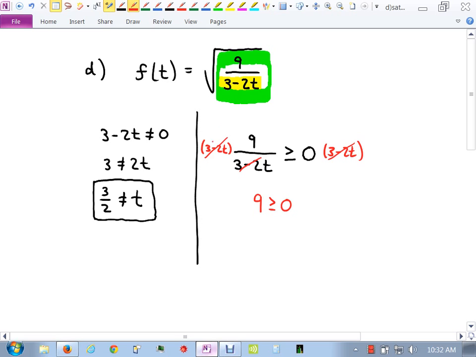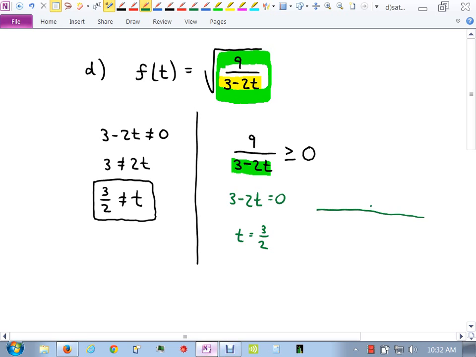So what you do to solve something like this is as follows. You take the denominator and you set it equal to 0. All right? And we already did that on the problem to the left, right? We set that equal to 0. Well, not equal to 0. We already know this is going to give us t equals 3 halves, right? Then what we do is we just plot that 3 halves on a number line. And this splits our number line into 2 sections.